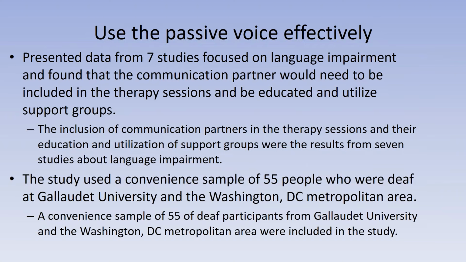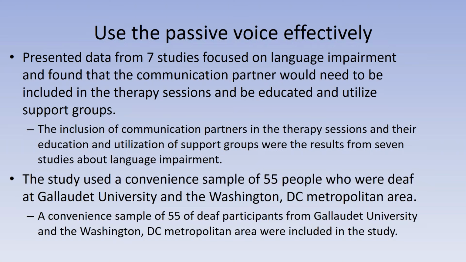Presented data from 7 studies focused on language impairment and found that the communication partner would need to be included in the therapy sessions and be educated and utilize support groups. So in order to turn this around, the sentence I came up with was: the inclusion of communication partners in the therapy sessions and their education and utilization of support groups were the results from 7 studies about language impairment.